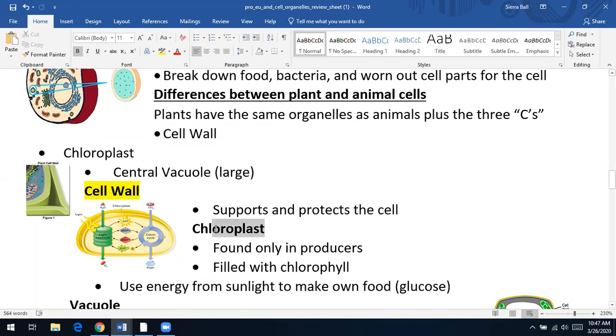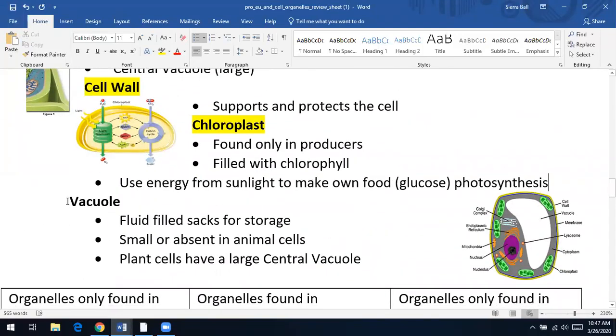We already talked a little bit earlier about the chloroplast. The chloroplast does what process for the plant? Photosynthesis, okay. I don't know why this doesn't say photosynthesis right here, but don't worry about it. I'm going to type it. Photosynthesis.